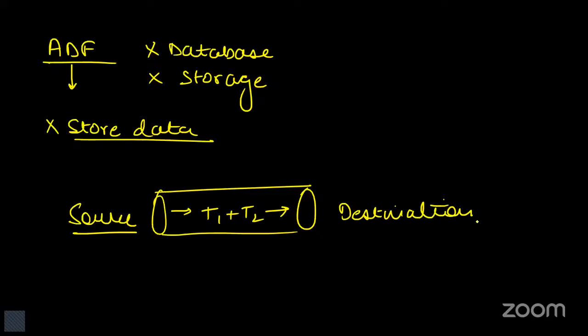Now, in Azure, we do not use the term destination a lot. The term that we use is called a sink. All right, so you have a source and you have a sink, which is your destination. And in between, you are transforming the data. When you pick the data from the source, you do the transformation and you put it in the destination, which is your sink.